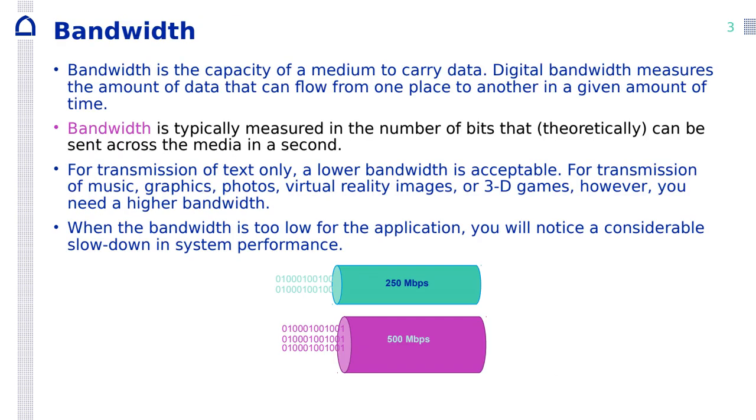Bandwidth. What is bandwidth? By definition, it is the capacity of a medium to carry data. It measures the amount of data that can flow from one place to another in a given amount of time. It is measured in bits per second. Okay. If you are transmitting text, lower bandwidth is okay. But if you want to transfer high definition videos or 3D games, you will of course need high bandwidth, correct? You know that. What happens if the bandwidth is too low? Your application will become very slow.